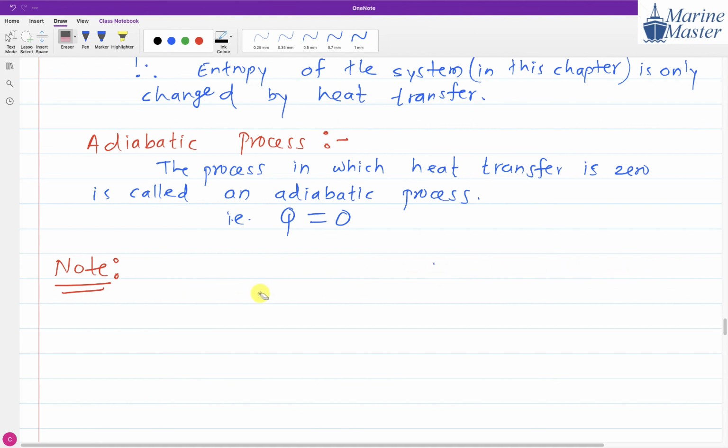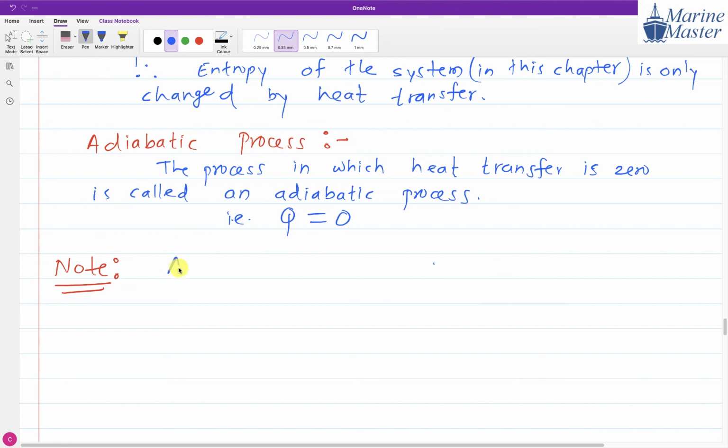See, for the adiabatic process in this chapter, try to see the scenario here. What we discussed: if you want delta S equal to 0, then two things must be 0. Q must be 0 and irreversibility must be 0. And for an adiabatic process in this chapter, both are happening. So what can we say?